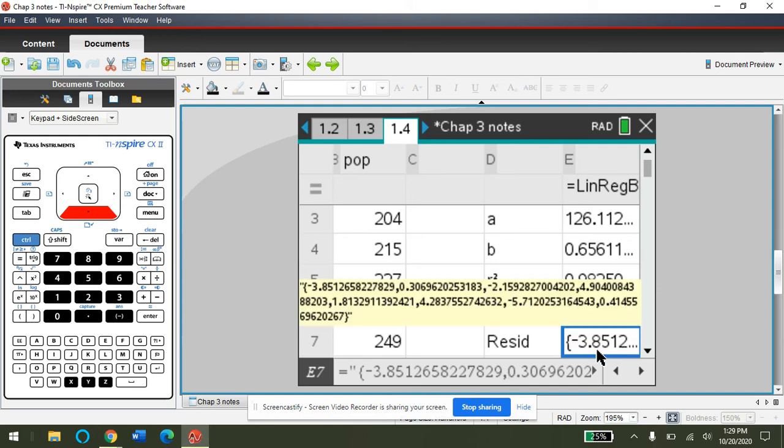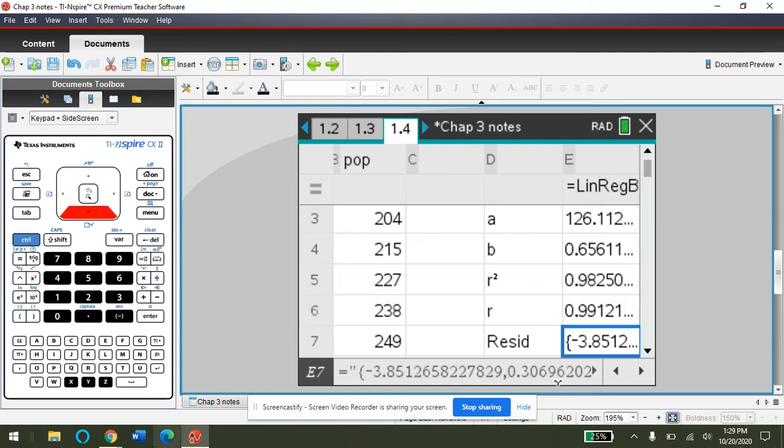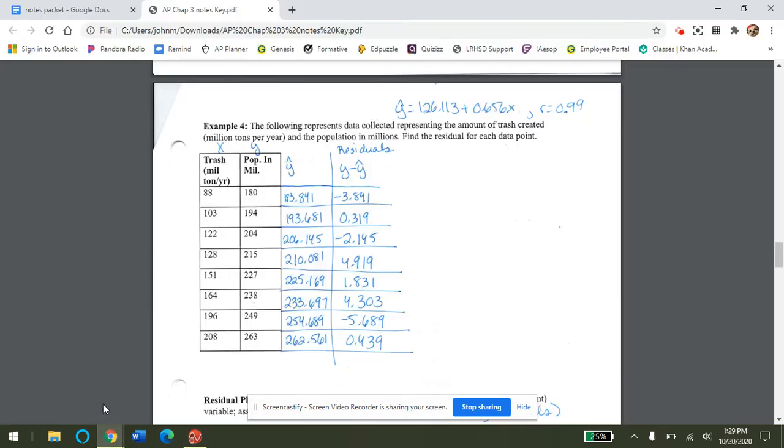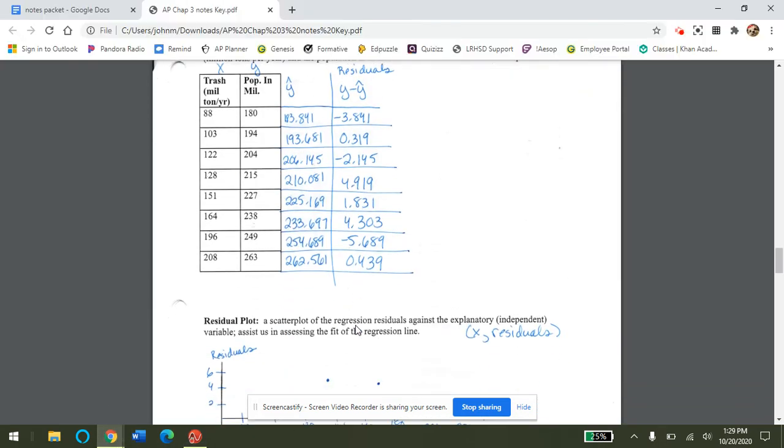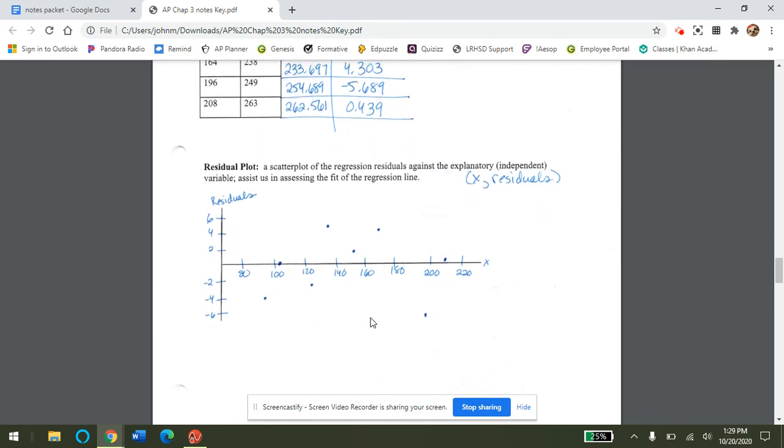So you could also get your residuals this way. There are a million ways you can get them that are faster than plugging in every number by hand. All right. So what you can do, and why we do this, is we make a residual plot. When we make a residual plot, what we're doing is graphing the ordered pairs x comma residuals.